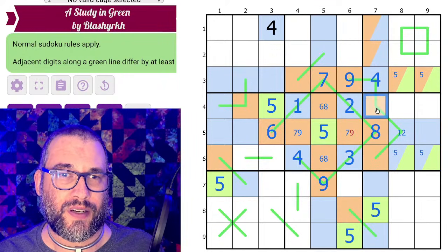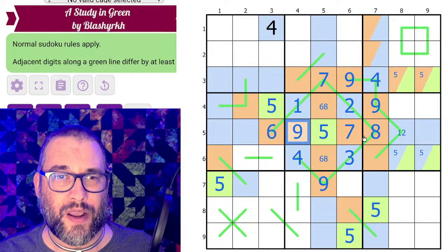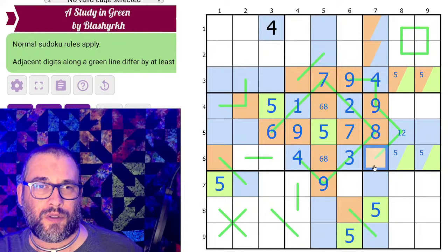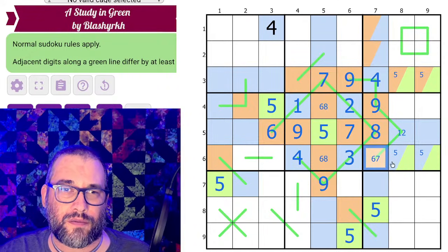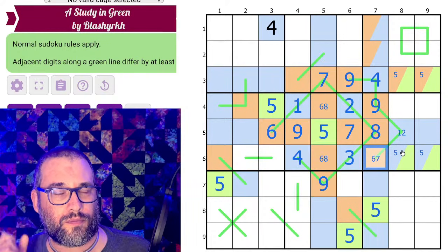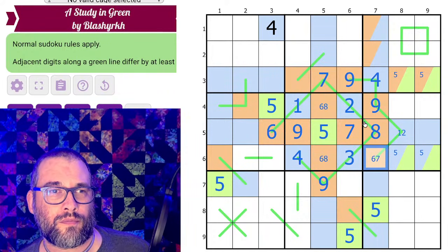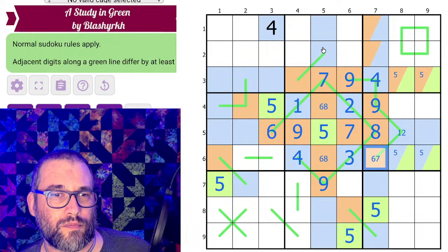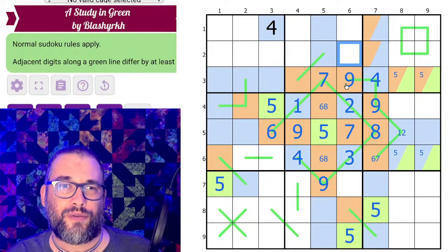So that's a 9, that's a 9. 7 and 9 go in. That's a 6 or 7. Oh, 4 just has to go here.